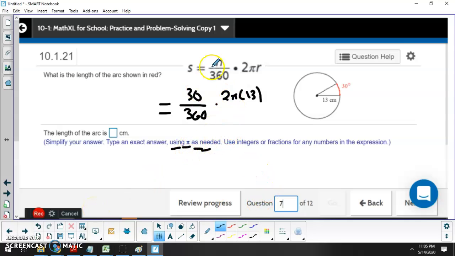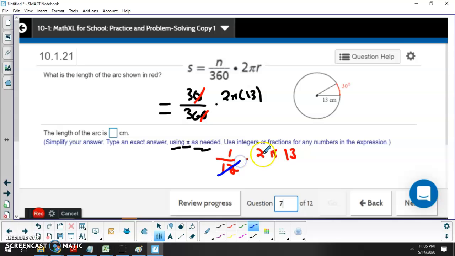What I like to do first is try to reduce this fraction 30 over 360 as best as I can. This 0 and this 0 cancel out, so we have 3 over 36. Divide both by 3, that's 1 over 12. Here we have 2 times 13, which is 26. I'm not going to actually multiply that out yet because I see I can cancel out something else.